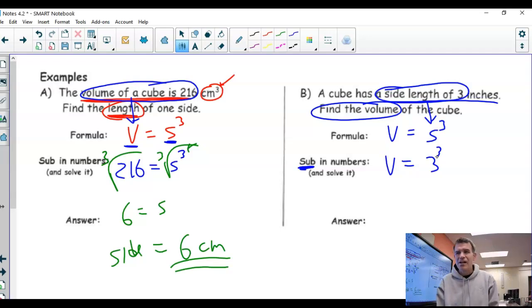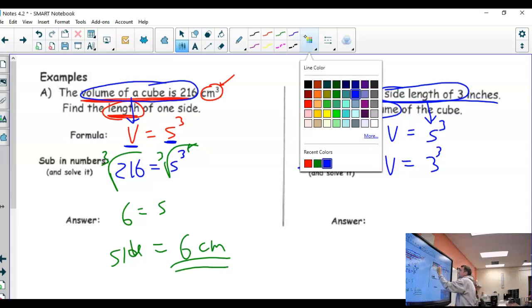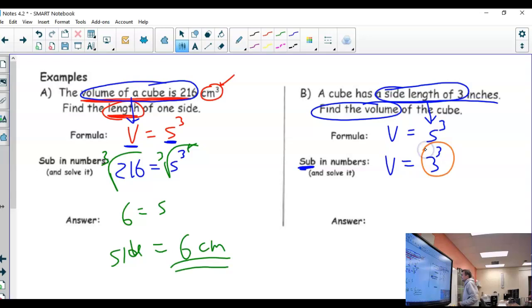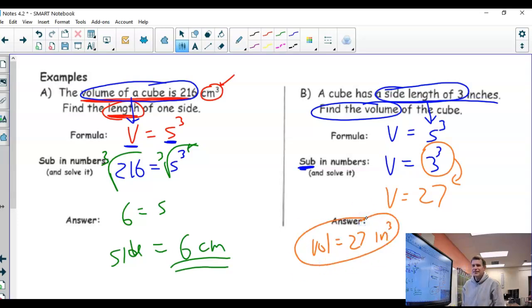And now I'm ready to solve for V. To solve this for V, you really don't have to do anything except this. On your calculator, figure out what 3 to the 3rd power is. Let's see, that'd be 3 times 3, 9 times 3, 27. The volume is 27. Or I would write maybe volume equals 27 cubic inches. We always want to put the correct units on our answer.